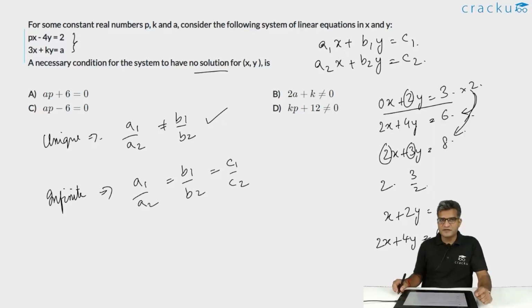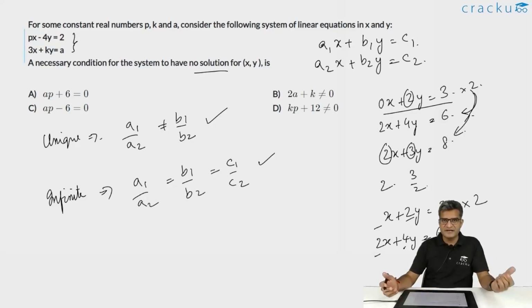Here the ratio of the coefficients of x is 2. The ratio of the coefficients of y is also 2. This is 4 by 2. The ratio of the coefficients of the constant term is also 2, which is 6 by 3. And it is not a surprise because we got the second equation just by multiplying the first equation with 2. In this particular case, this will have infinite solutions.